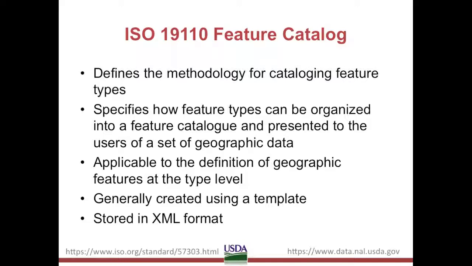This document applies to the cataloging of feature types that are represented in digital form. Its principles can be extended to the cataloging of other forms of geographic data. The feature catalog is applicable to the definition of geographic features at the type level. This document is not applicable to the representation of individual instances of each type. It may be used as a basis for defining the universe of discourse being modeled in a particular application, or to standardize general aspects of real-world features being modeled in more than one application.